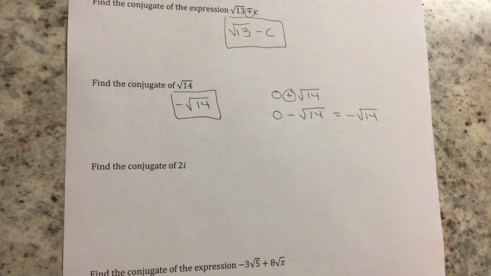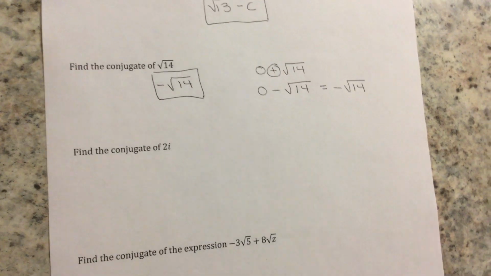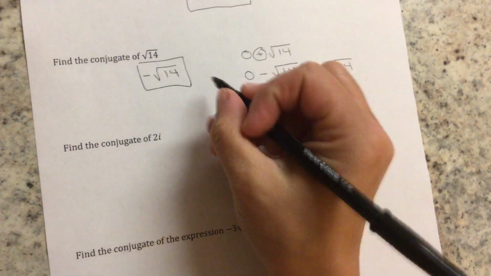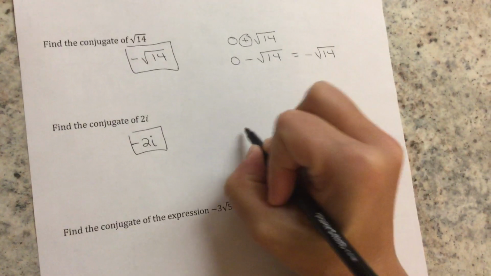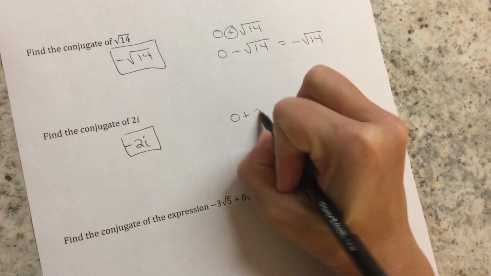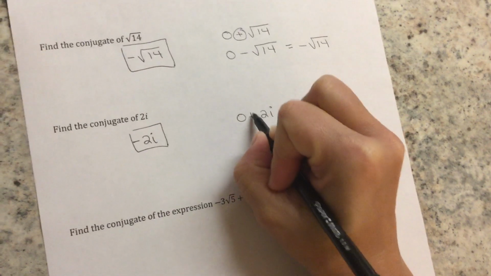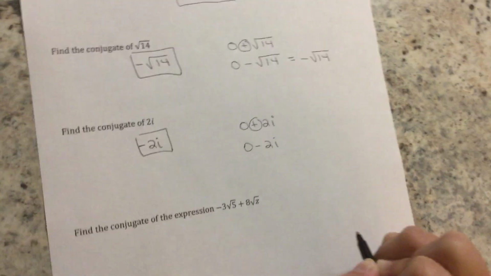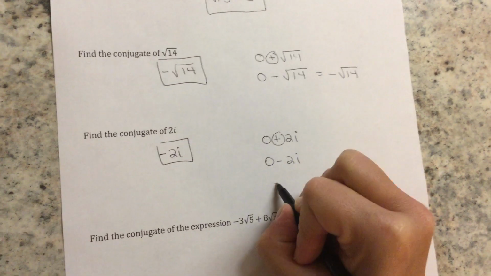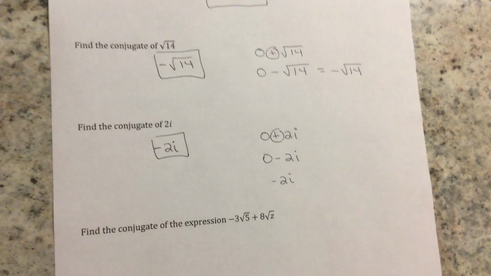Same concept, I have 2i. There's no middle sign. So just like before, it's positive 2i. This will be a negative 2i. Or just like we talked about earlier, I have 0 plus 2i. Changing my middle sign from a positive to a negative, I have 0 minus 2i, which is just negative 2i.